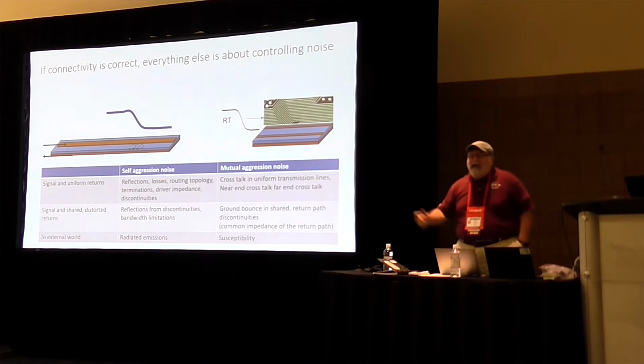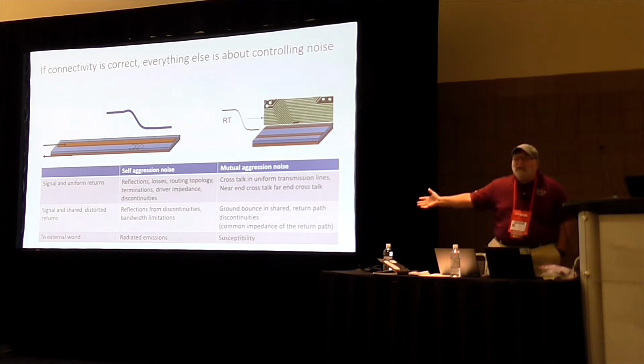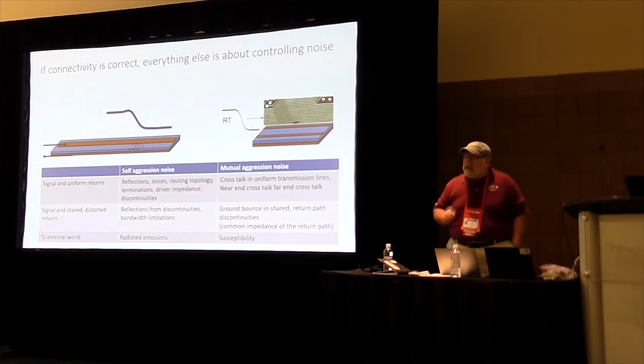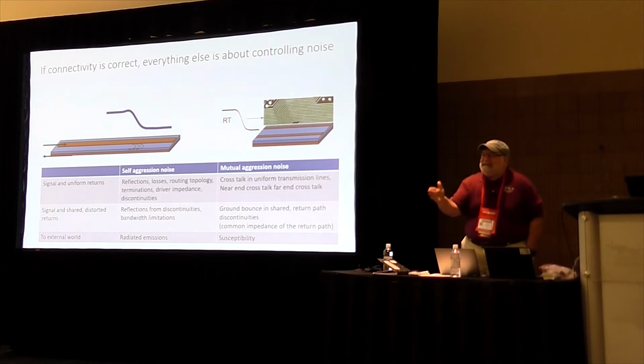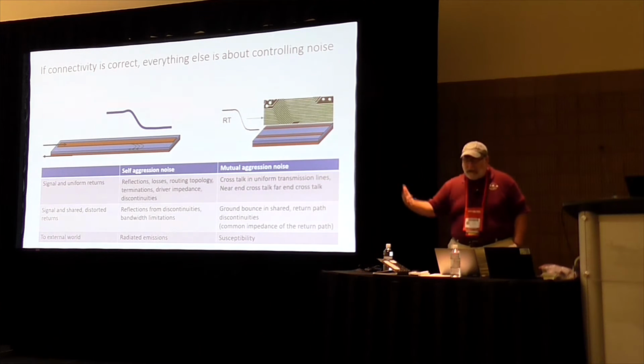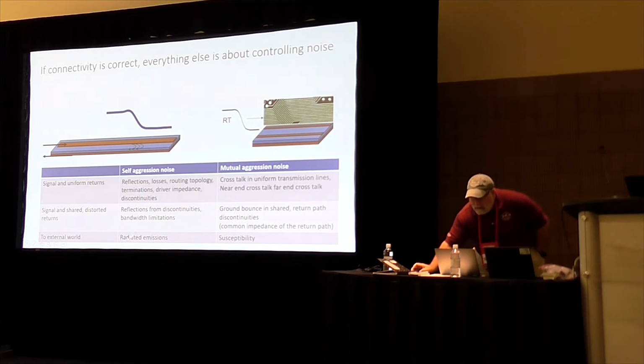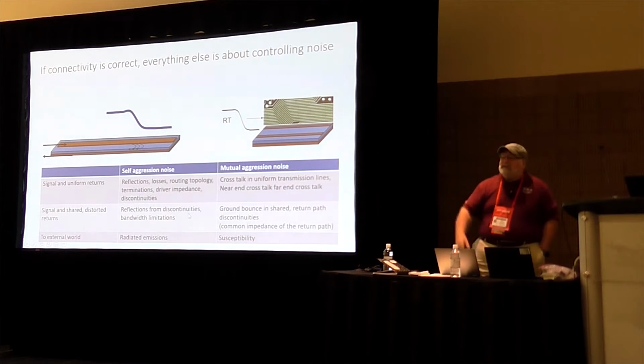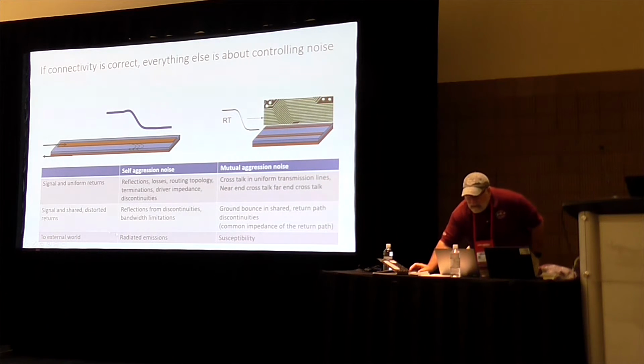Reflect, exactly right. And it's those bounces back and forth between the different discontinuities, like at the end and the beginning of the line, that cause the distortion of the signal. We call that self-aggression noise because it's the impact of the signal creating noise on itself. And ultimately, that's what influences or limits the bandwidth of an interconnect. One of the contributions is the role of the reflections.